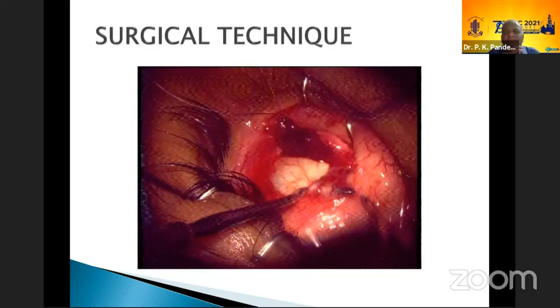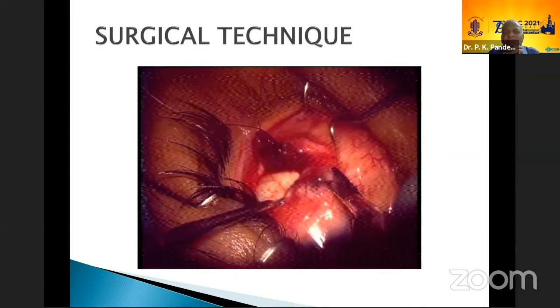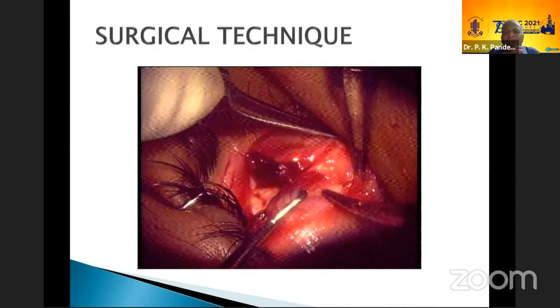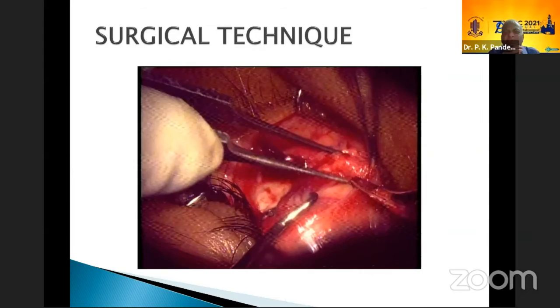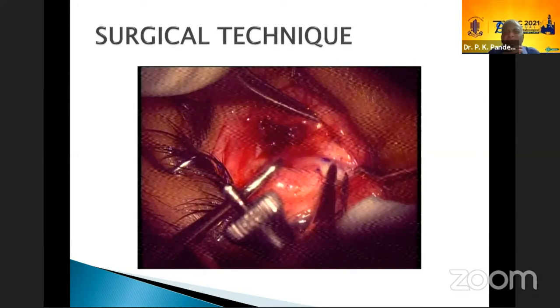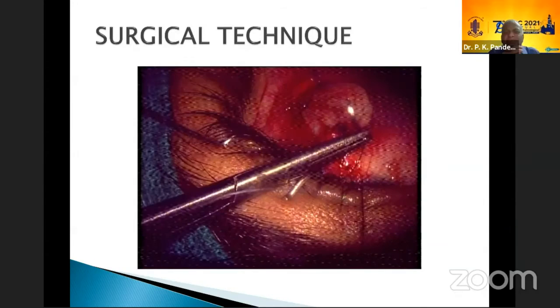And then we pass 6-0 Vicryl suture, lock it on the sides, and then we isolate the inferior rectus muscle, and go on to the nasal side and mark 2 millimeter nasal and 2 millimeter inferior.